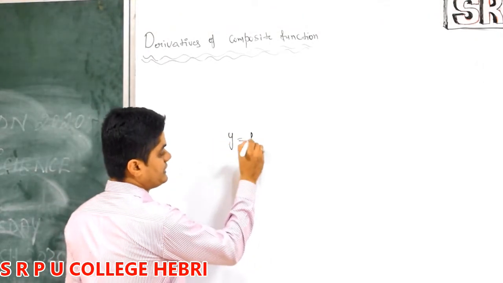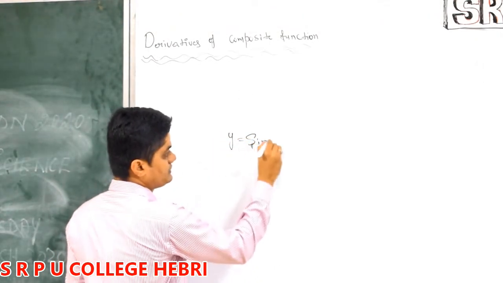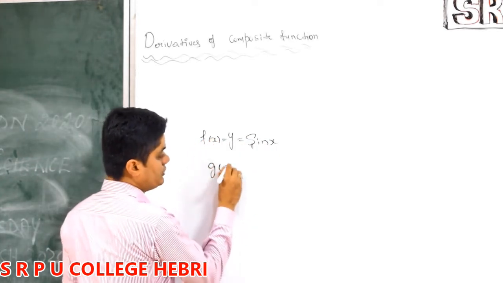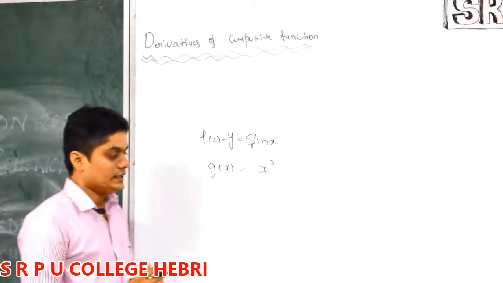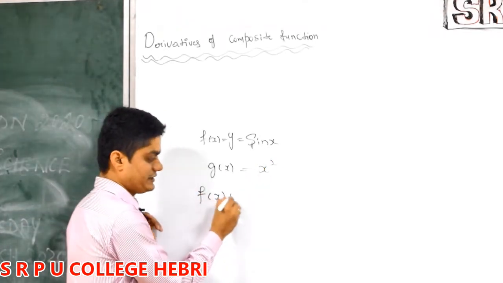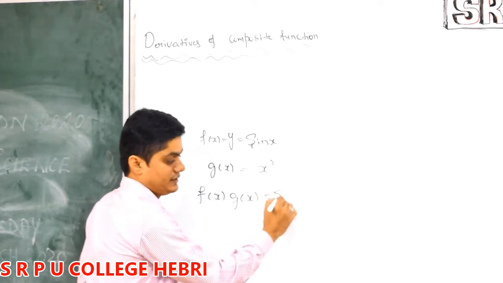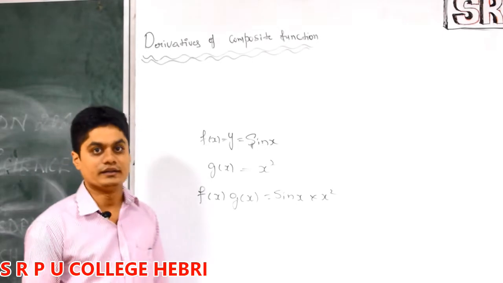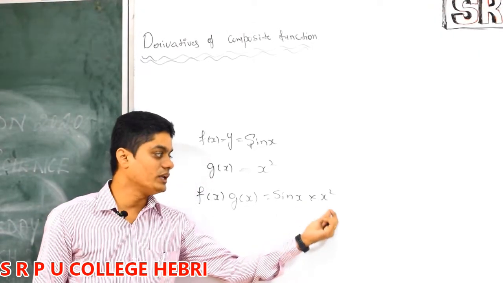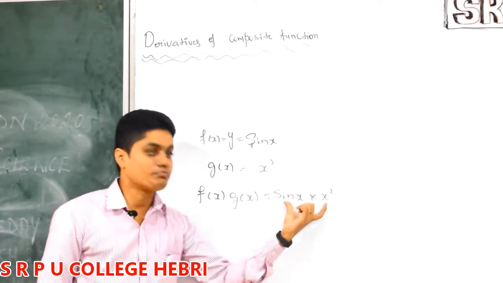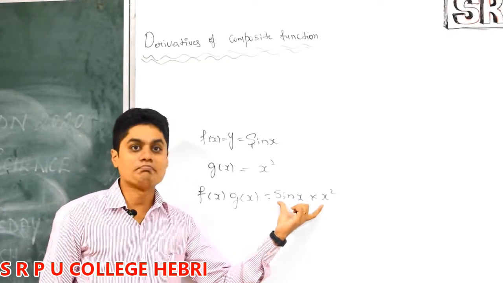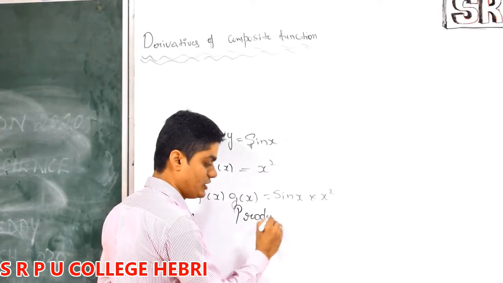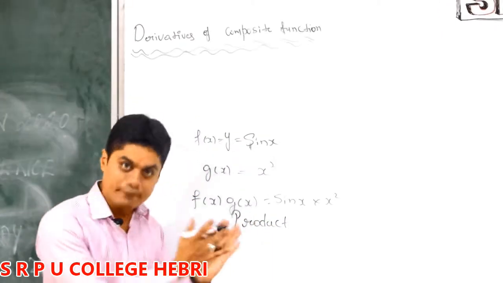Suppose the function is like this: f of x is equal to sin x, or y is equal to sin x. I can take this as f of x also. g of x is equal to x square. Suppose I write f of x into g of x, that is sin x into x square. Here also we combine, but here we didn't combine one function inside another. Here we just multiplied two functions. So this is called product. Remember, don't get confused, okay? This is called product of two functions.